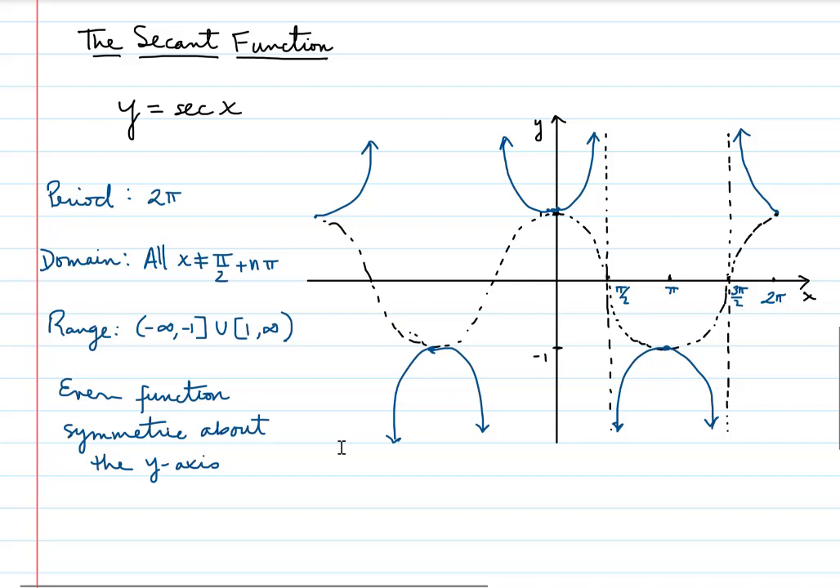And just like cosine function is even, secant function would also be even, which means it's symmetric about the y-axis, right? So if you fix the y-axis and you reflect it about that axis, then you will have the same thing. You have the same graph.